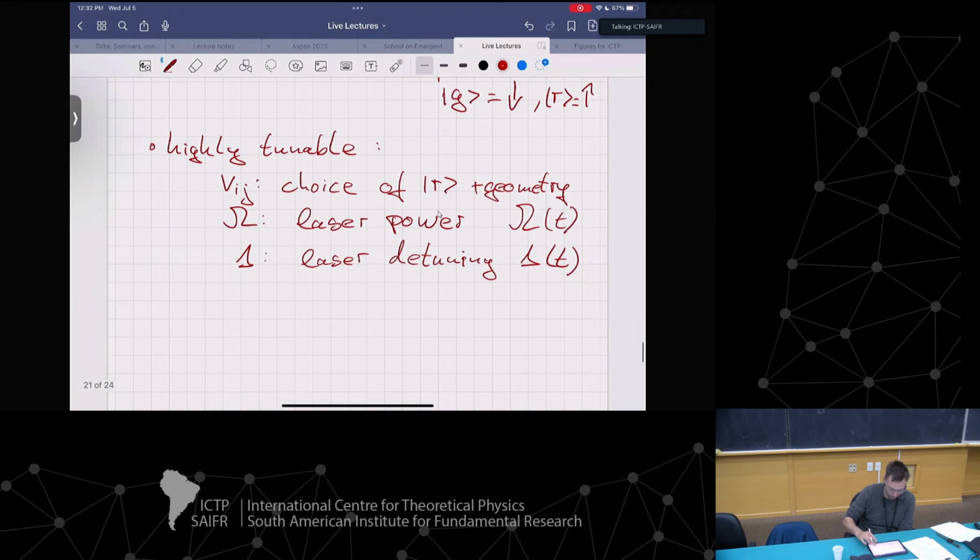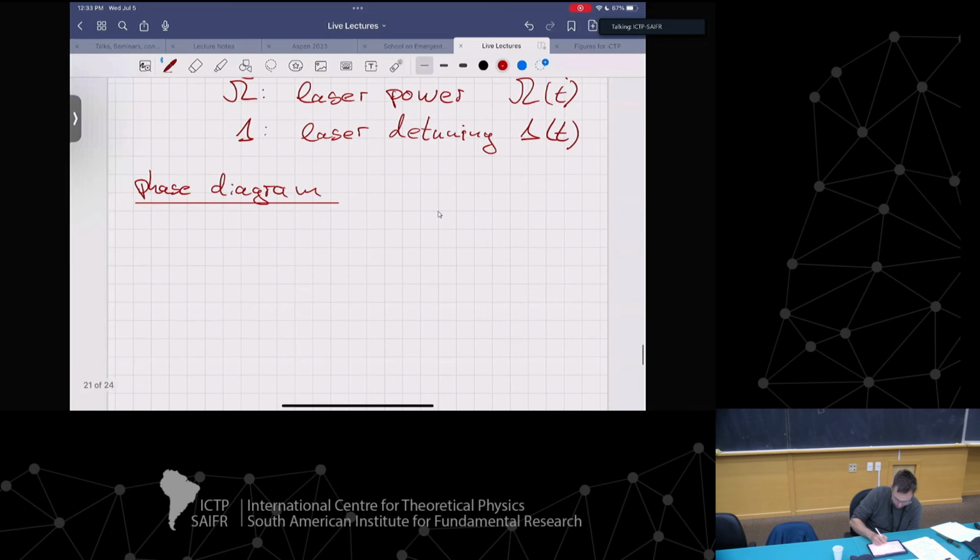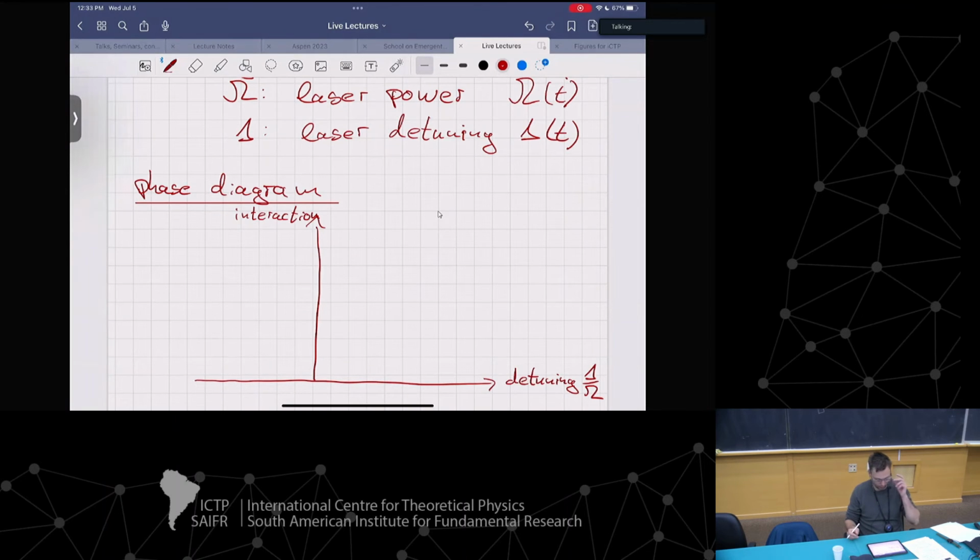Okay, so we have these knobs. We have an Ising chain, or maybe 2D. So now you can ask, what is the phase diagram? Can we think about which phases we should have? And we now look at this phase diagram in dependence of the parameters. So here we could have detuning. This is basically delta, and we're going to normalize it over omega. And in the other one, we have interaction.